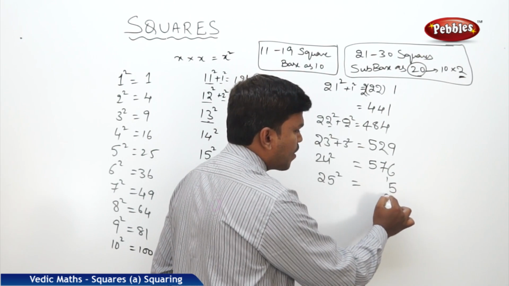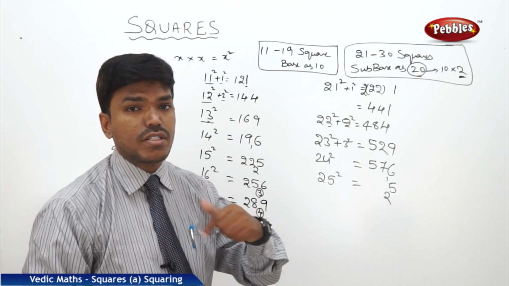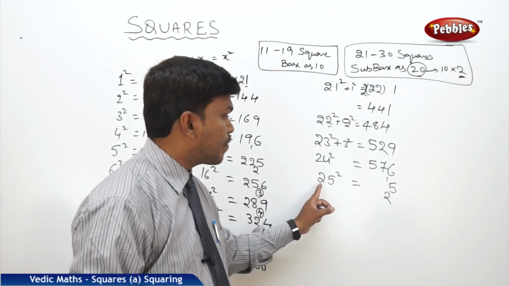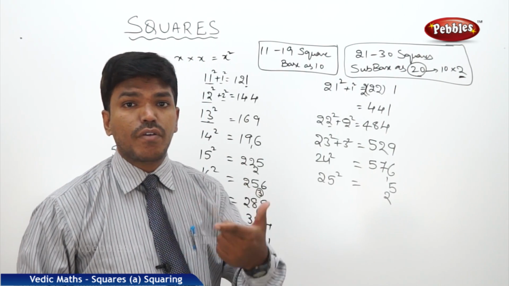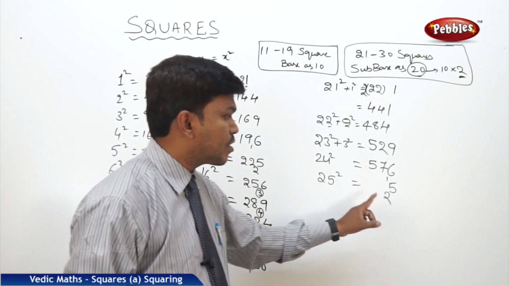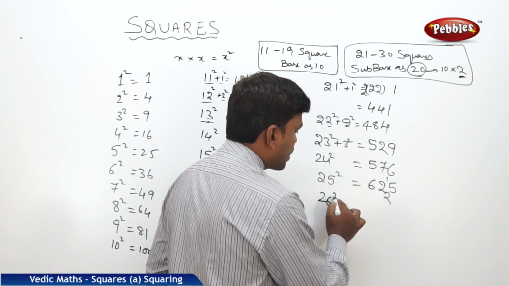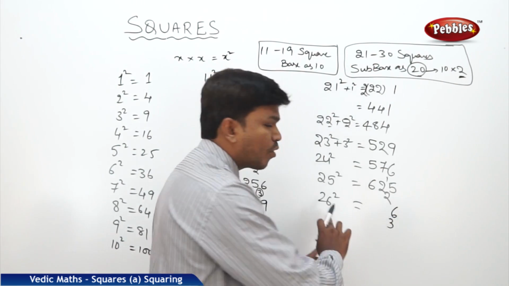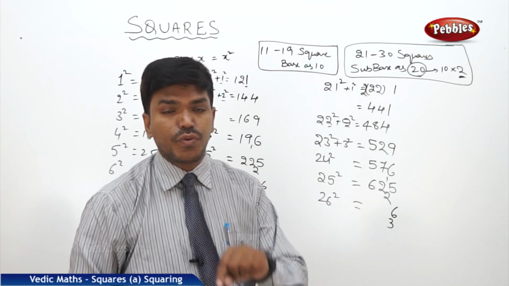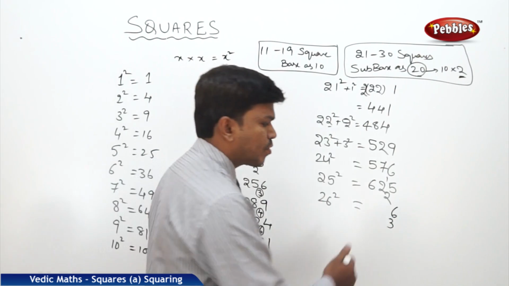25 square. 5 square, 25. So drop 5, carry 2. 25 plus 5, 30. So what is the double of 30? 60. So 60 plus 2, 62. 26 square. Similarly, 6 square, 36. So drop 6, carry 3. 26 plus 6, 32. Double, 64. 64 plus 3 carry. So 67.